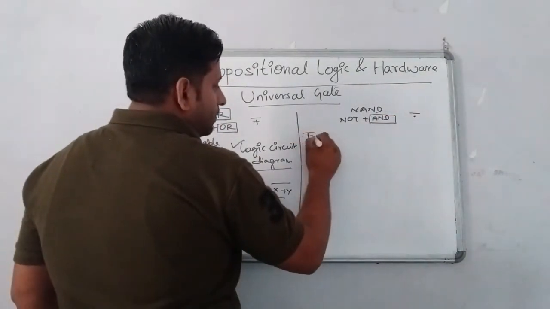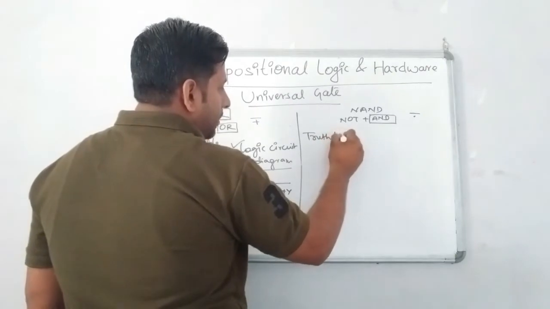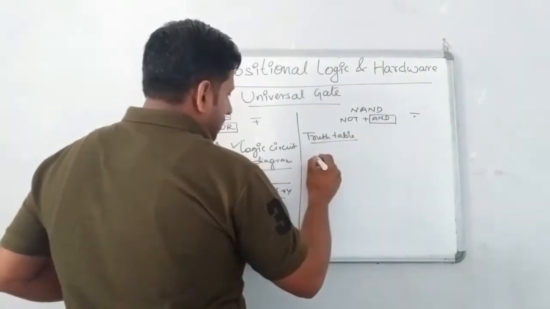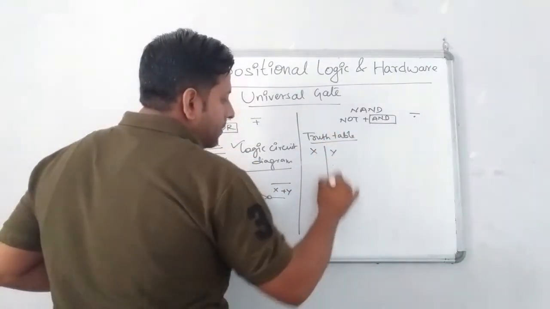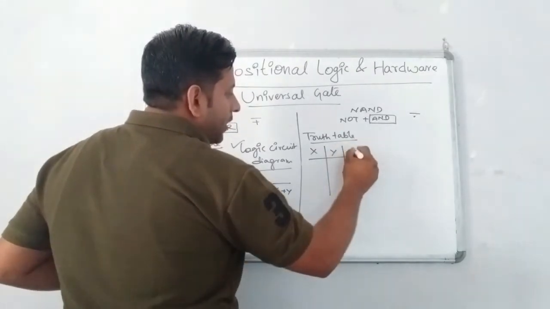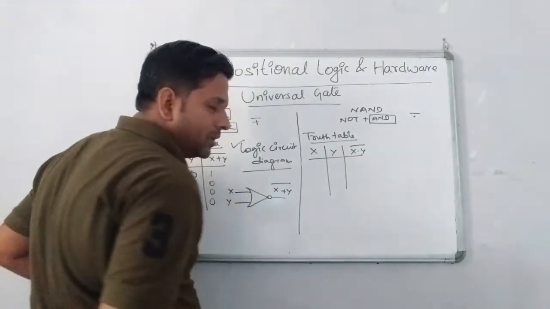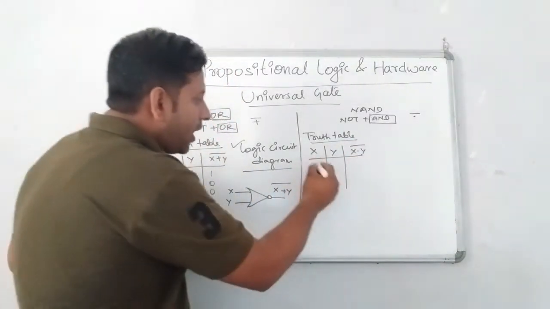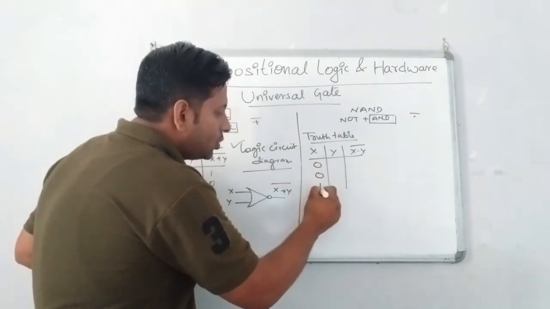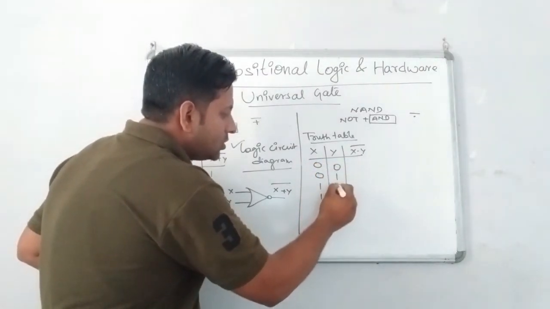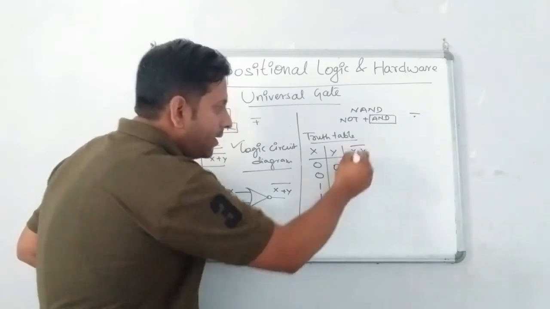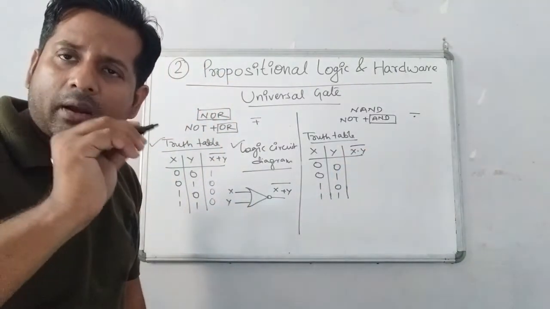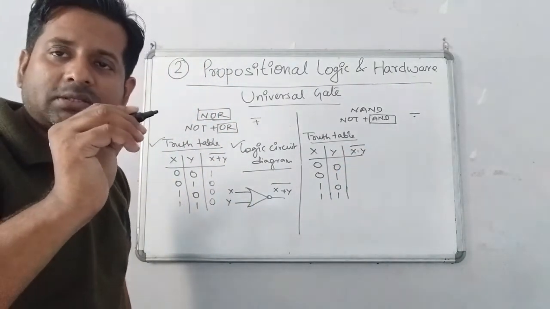So, truth table. We have x and y, and here we have x dot y with the upper bar, which will be the elements. Now for x we have 0 0 1 1, here 0 1 0 1, and here x dot y upper bar. The concept of the bar is there.